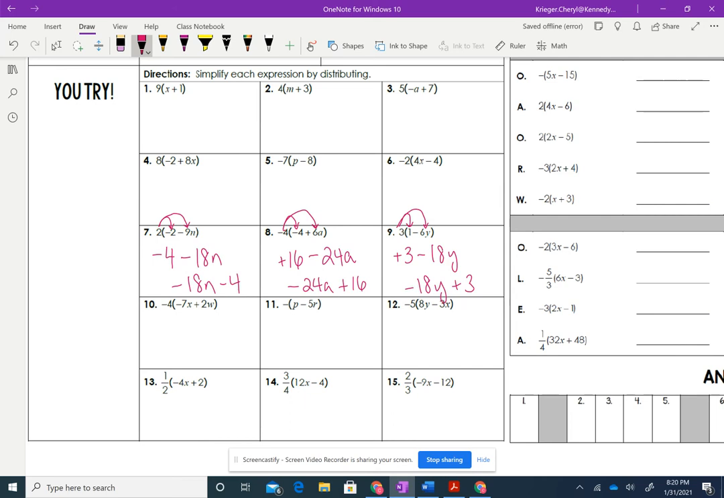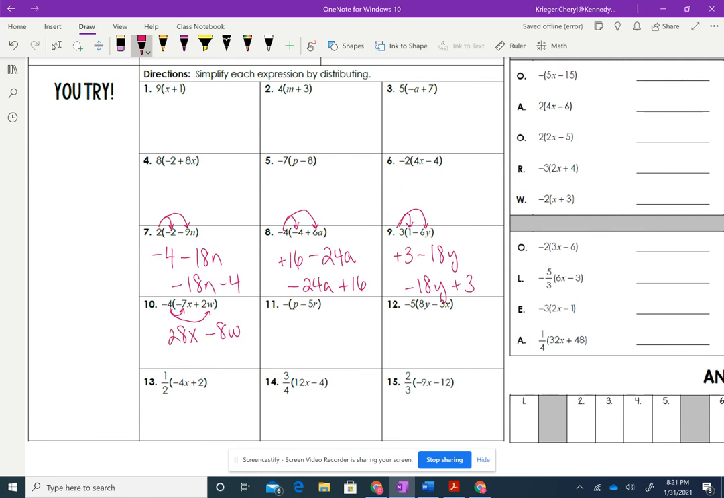Number 10. Negative 4 times negative 7. That's positive 28. Oh, look, negative 4 times negative 7x. That's positive 28x. And negative 4 times positive 2w is negative 8w. All right, I kind of like that one. We'll look at number 11.